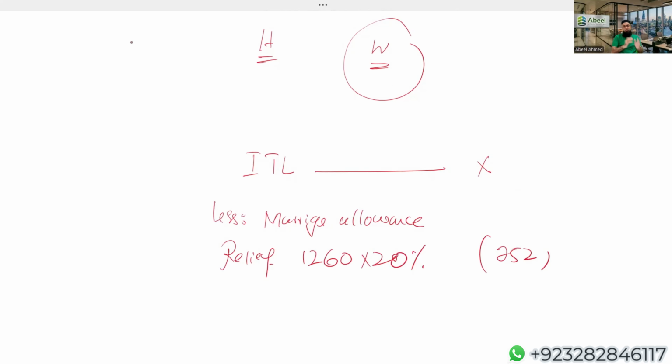All you need is just calculate the income tax liability, and from the income tax liability you will be deducting this marriage allowance relief, which is 1260 multiplied by 20%. It is always 252. Exactly, you need to transfer 1260. You cannot transfer more than that, you cannot transfer less than that. And again, student, don't forget one thing. In order to get this marriage allowance relief, husband and wife both must be basic rate taxpayers.